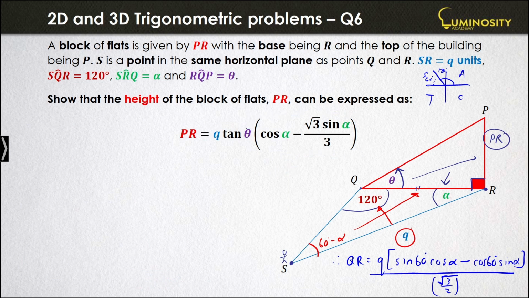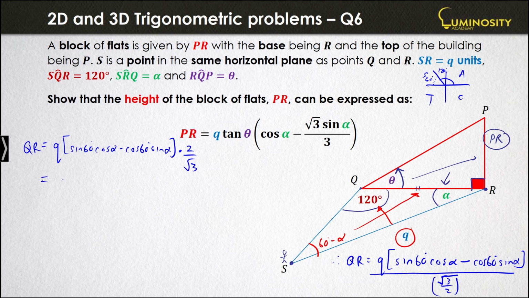Okay, so we have QR equals, so when you divide by a fraction, you multiply by the reciprocal. So essentially it's going to be Q times that entire expression, sine 60 cos alpha minus cos 60 sine alpha. And we multiply by the reciprocal, so that's 2 over root 3.